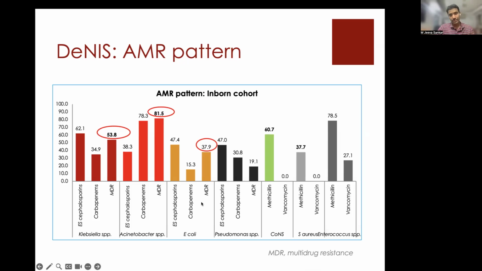E. coli is a slightly better child to rear. So E. coli multi-drug resistance is only about 40%, and carbapenem resistance only about 15.3%.